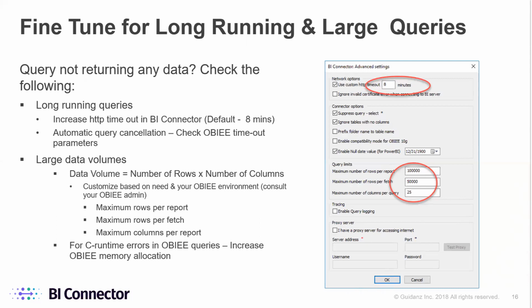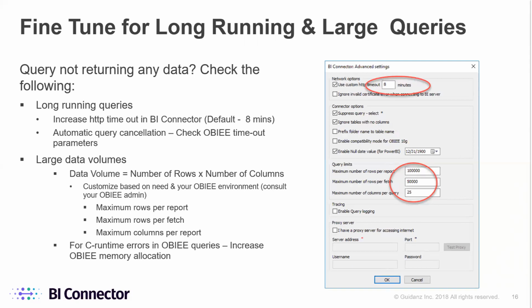So if you see a C runtime error in OBIE's query log or in the BI connector log file, you have a few options. Number one, you can reduce the number of fields you are querying. Pick only those fields that you absolutely need for your report. Second, reduce the number of records per fetch, so that BI connector fetches fewer records per fetch, but makes multiple fetches to complete the report.